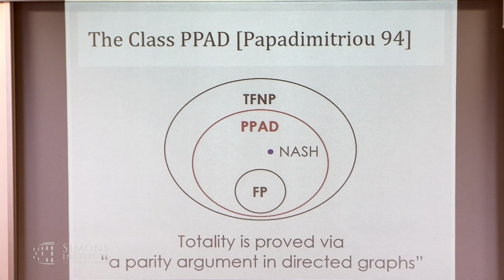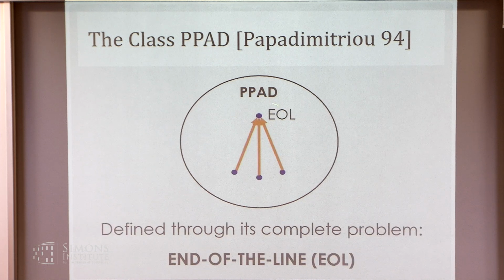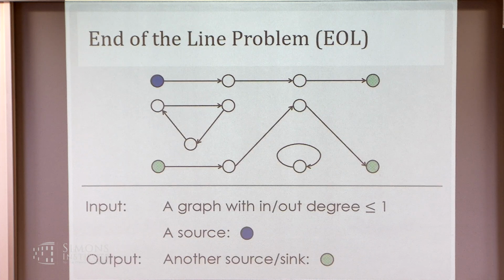The definition of PPAD really is syntactic. You can talk about the argument that's used to prove totality, that a solution always exists, but the way it's defined is through a complete problem called End of the Line. PPAD is the class of all problems that can be reduced in polynomial time to the End of the Line problem. That problem is: we're given a graph with in- and out-degrees of at most 1. Every node has out-degree at most 1 and in-degree at most 1. We're given a source node, here in blue, and the problem is, given a source node, find a sink.